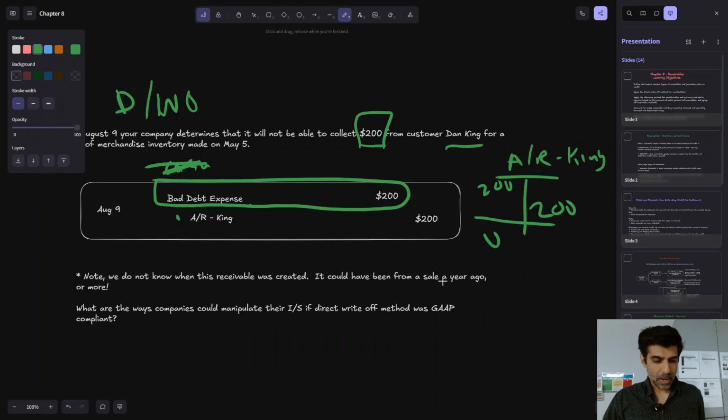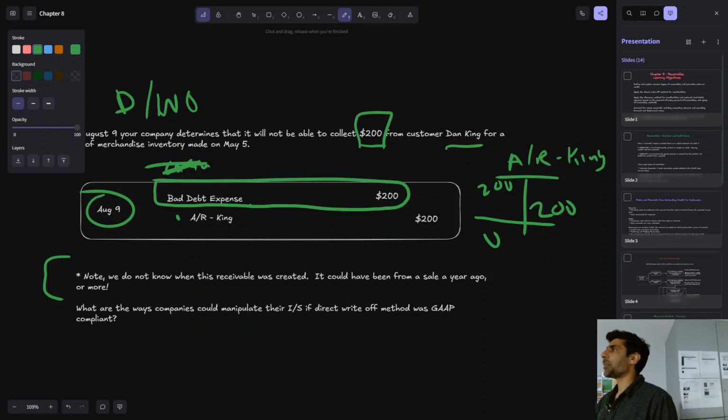And again, even though we know on August 9th that we're writing this off, it could have been that this sale to King happened 2 years ago or whatever. It could have happened a long time ago in a different accounting period. So this expense is going to be mismatched with the revenue. That's the whole problem with this direct write-off method.